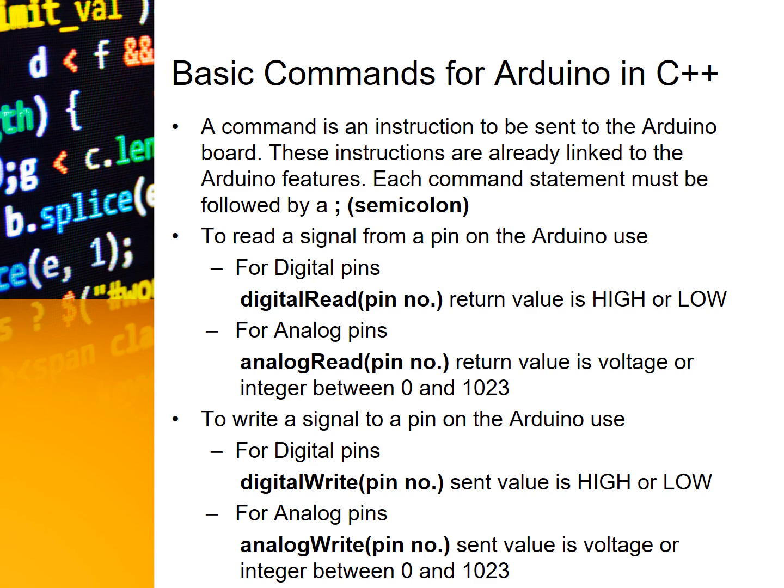Same for writing. For digital pins, it's going to be a high or low, or basically on or off, and writing to an analog pin will send a value between 0 and 1023.